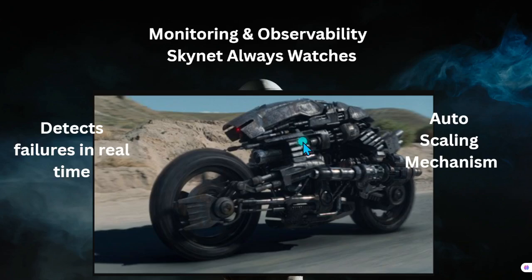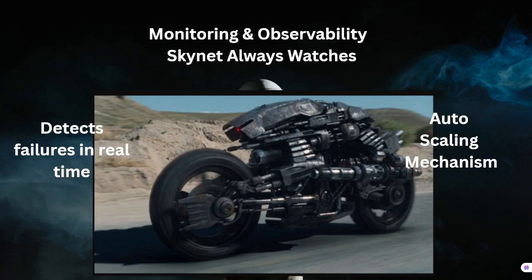The next concept is monitoring and observability. A monitoring system ensures performance and detects failures in real time. Skynet constantly monitors the status of its Terminators, updating strategies based on failure reports.